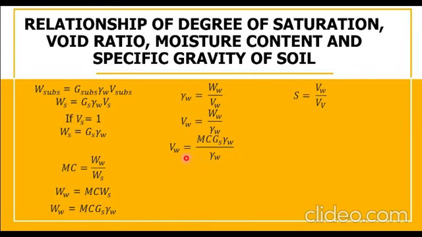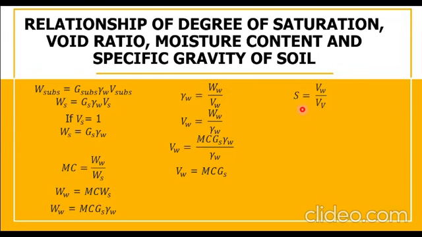So therefore, volume of water is equal to MC multiplied by specific gravity multiplied by unit weight of water. We just substituted the value of weight of water over the unit weight of water. And therefore, if we cancel the unit weight of water, we're going to get the volume of water is equal to moisture content times the specific gravity of the soil.